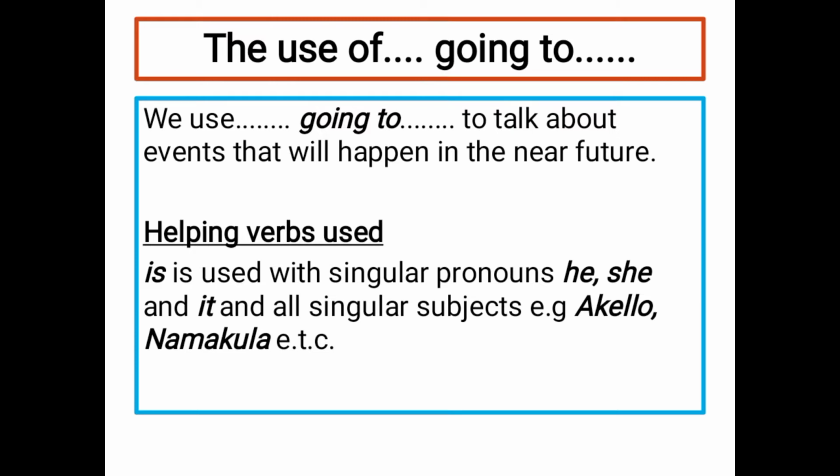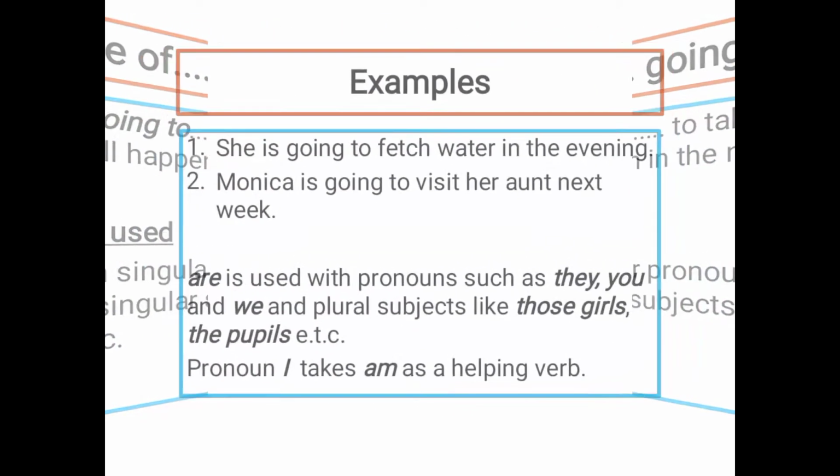There are also singular subjects like Akelo, Namakula, etc. You can name others. These are singular subjects, and when you are using them in a sentence, you use "is" as your helping verb. Like you can say, Akelo is, then you talk about what Akelo wants to do. Let us look at some examples here.